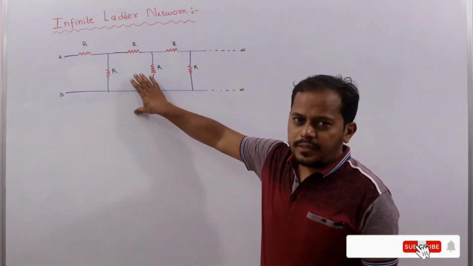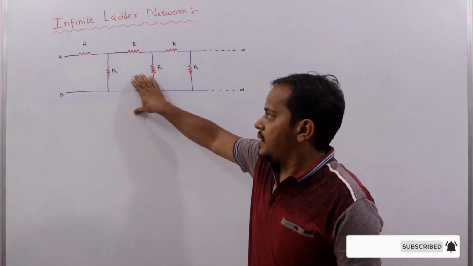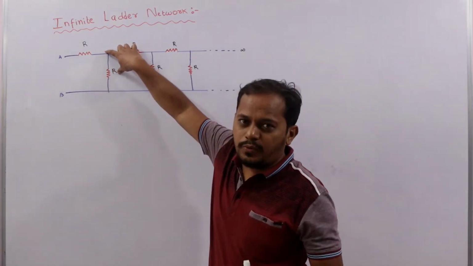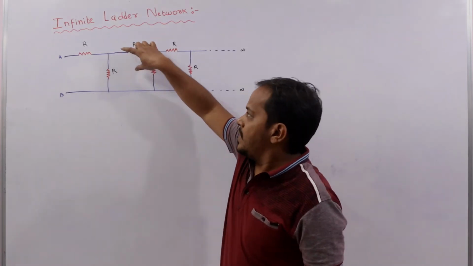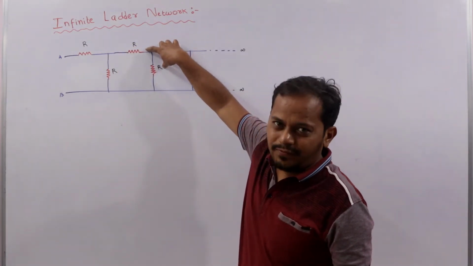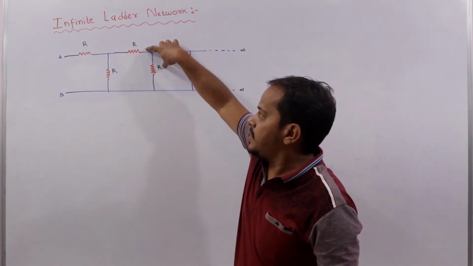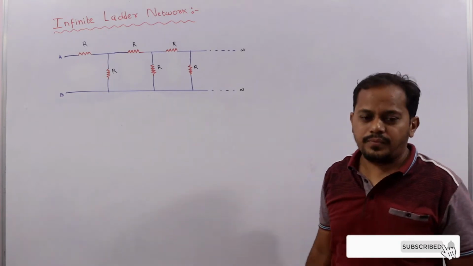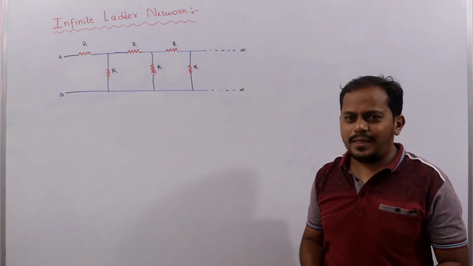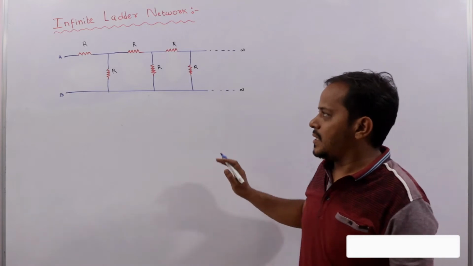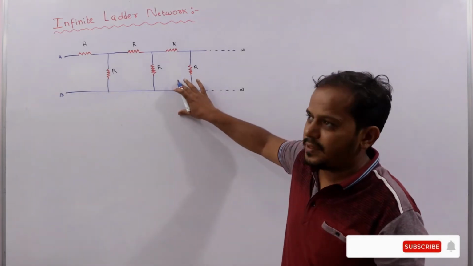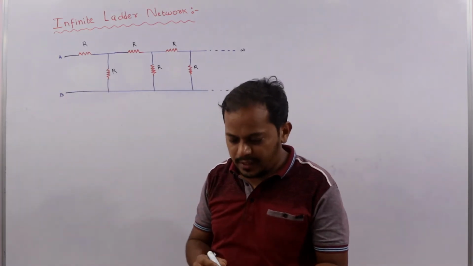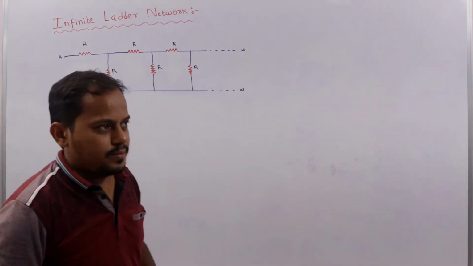Observe this network. Here, R and R, two resistors, are considered to be one cell, and these two are also connected in the same way. Such cells we have up to infinity. So to find the equivalent resistance of this complete network from infinity to points A and B, we will solve using a simple method.